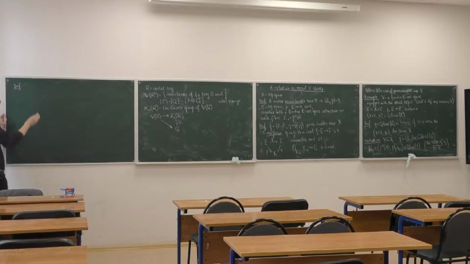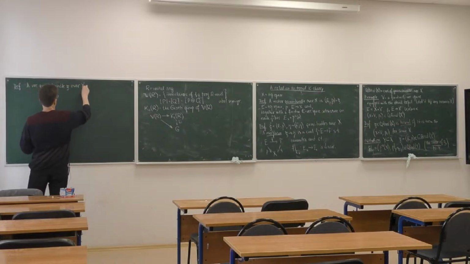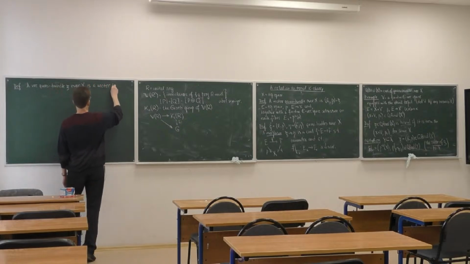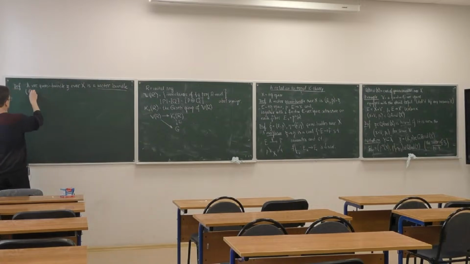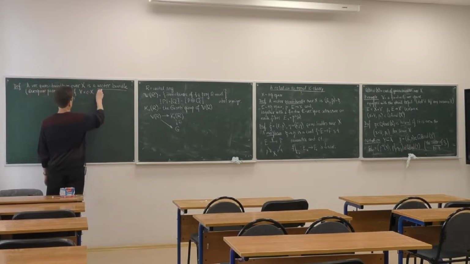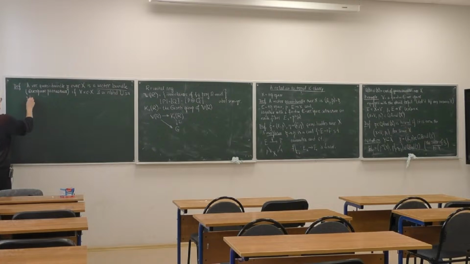And now we have the following definition. Again, suppose that we have a vector quasi-bundle psi over X. And we say that it is a vector bundle, Векторное расслоение in Russian, if for every point of X there is a neighborhood U of x such that the restriction of psi to U is trivial. Trivial over U, of course, it is defined over U.